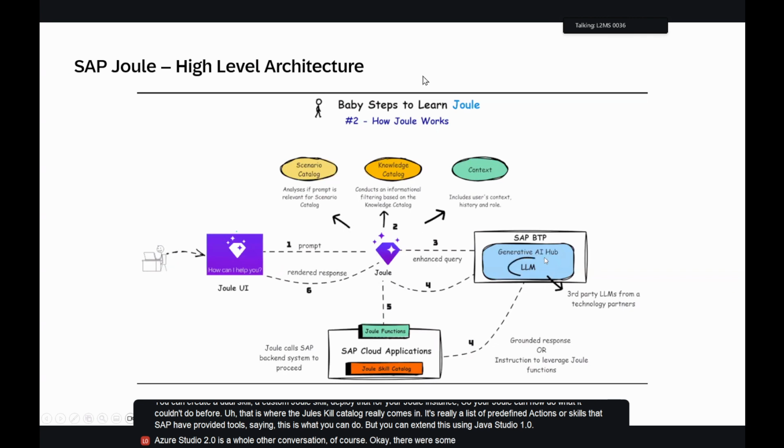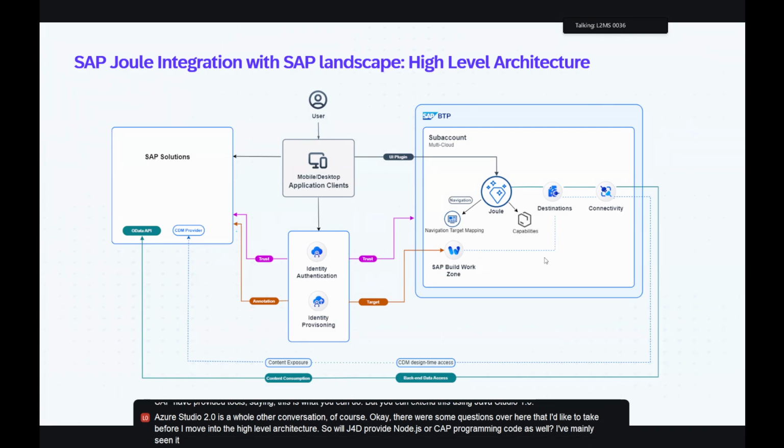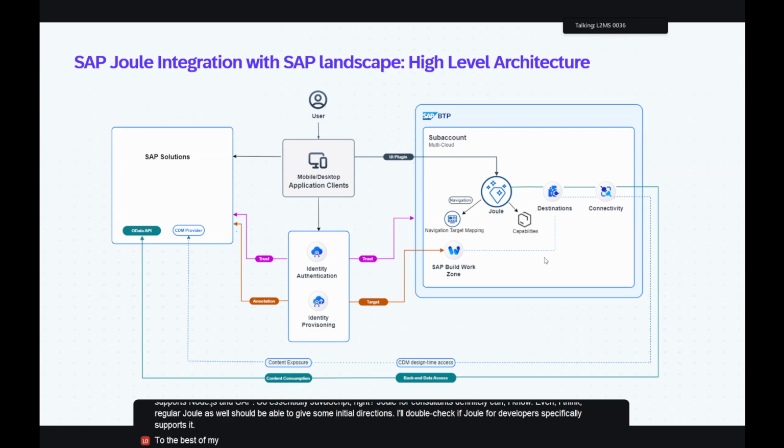Okay, there were some questions over here that I'd like to take before I move into the high level architecture. So, will J4D provide Node.js or CAP programming code as well? I've mainly seen it used for ABAP. I'd say Joule for Consultants could help with CAP, of course. I'll double check, Raja, if it also supports Node.js and CAP. So essentially JavaScript, right? Joule for Consultants definitely can, I know. Even I think regular Joule as well should be able to give some initial directions. I'll double check if Joule for Developers specifically supports it. To the best of my knowledge, it's ABAP that it supports.